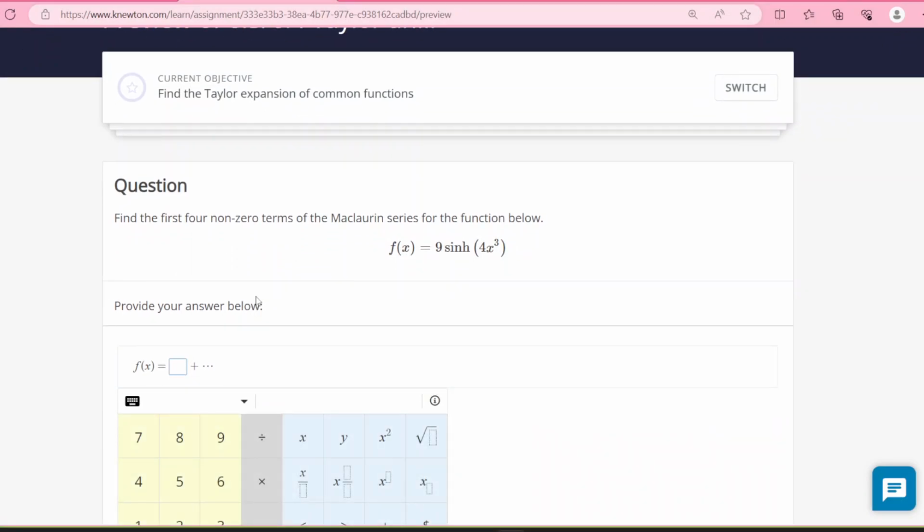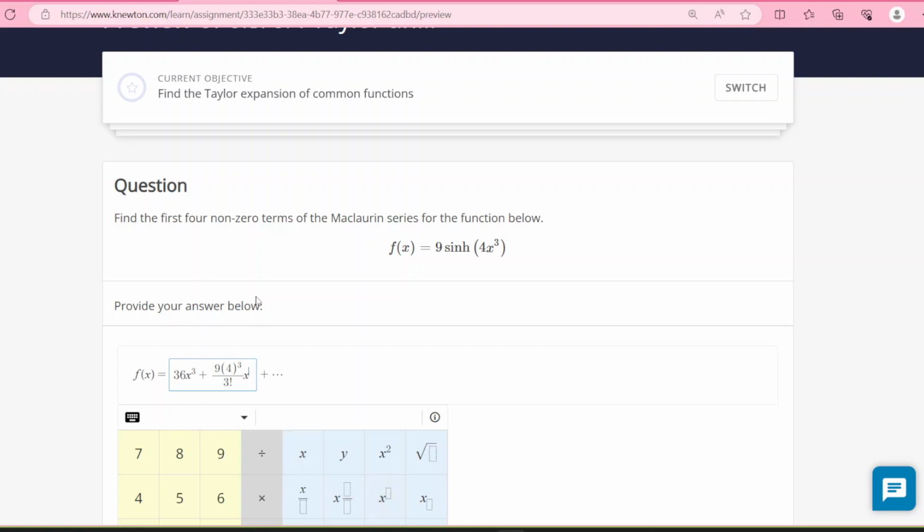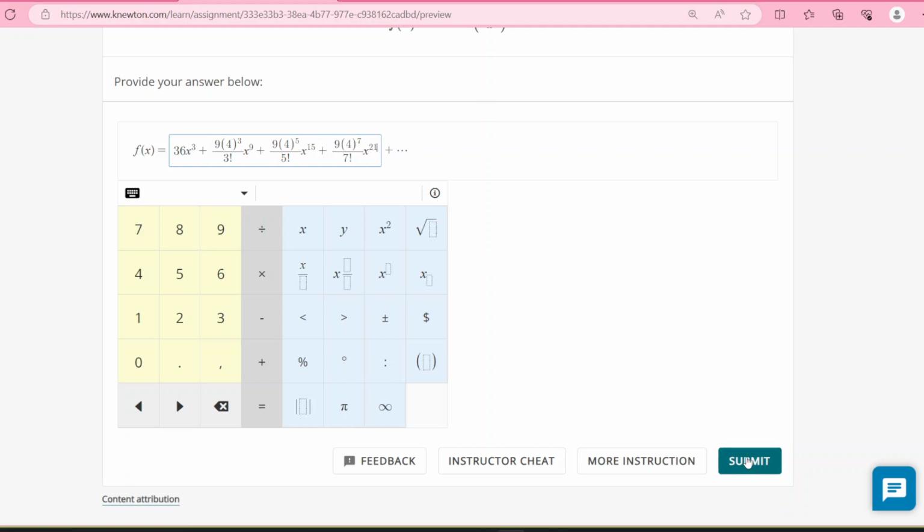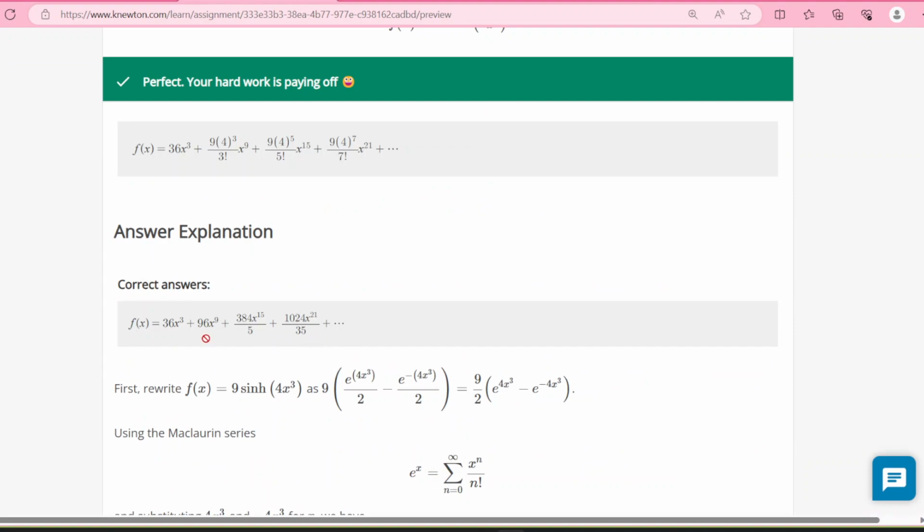So f of x equals, now the first one was no problem, right? It was 36x to the third plus, and then 9 times 4 to the third divided by 3 factorial times x to the 9th, plus 9 times 4 to the 5th divided by 5 factorial times x to the 15th, plus, and then 9 times 4 to the 7th divided by 7 factorial times x to the 21st. And that's all they're asking us to do. Let's see if it takes it the way I've typed it. Yes. Now you see they actually multiplied things out and simplified fractions.